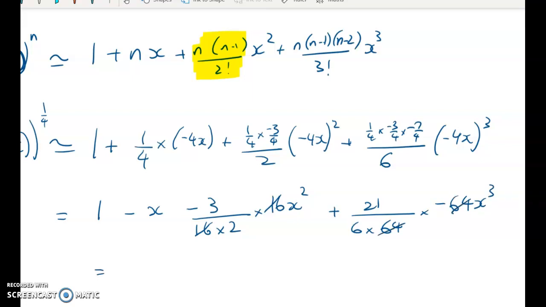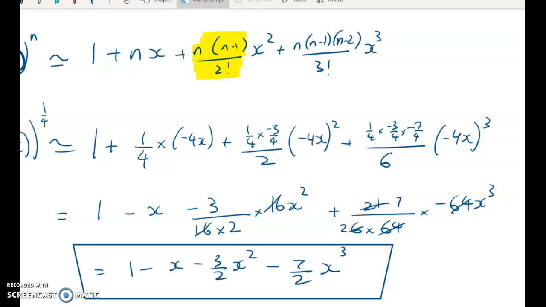What does that give us? Well, we get 1 minus x minus 3 over 2x squared. And in here, 21 over 6 has got a common factor of 3, so it's going to be 7 over 2. It's going to be minus 7 over 2x cubed. And that is my final answer for that one there.